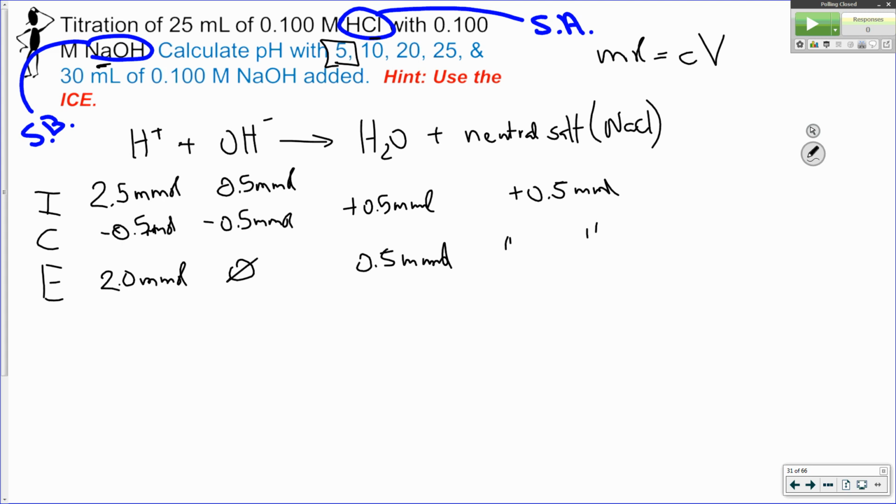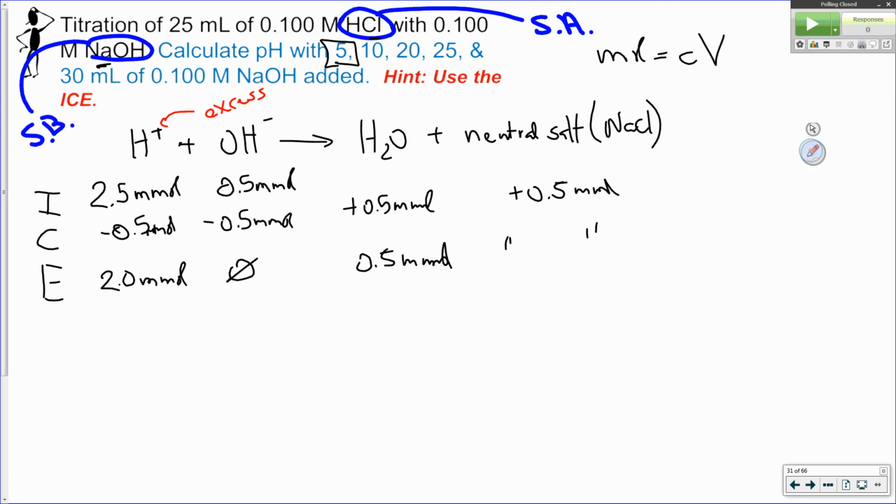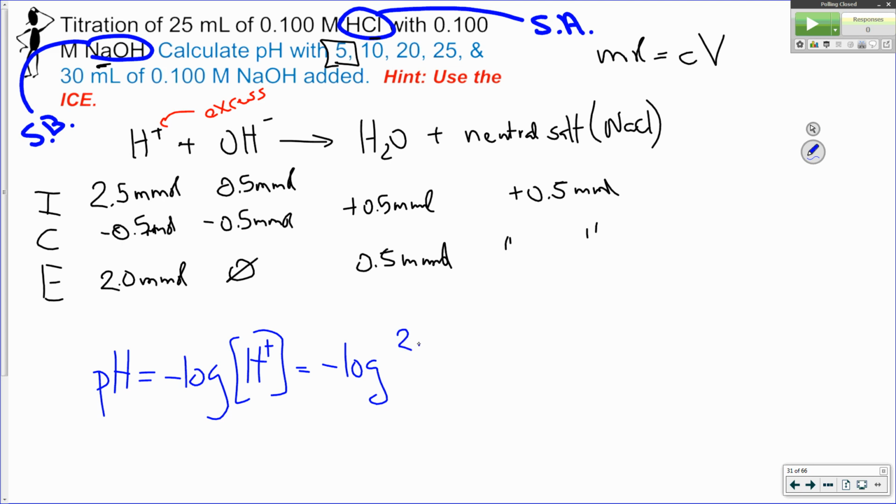So the thing that's going to control pH at this point is going to be the H+ that's in excess. So the pH at that point, and that's what our goal is, to calculate the pH at this point, is just going to be the amount of strong acid that's left over. It's the concentration of the H+ as the definition of pH. So it would be a negative log of the concentration. I know how many millimoles I have.